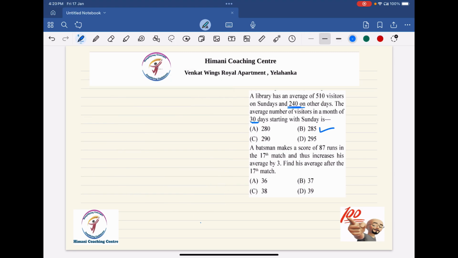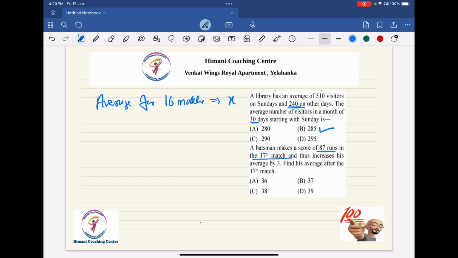The next question is a batsman makes a score of 87 runs in the 17th match and thus increases his average by 3. Find his average after the 17th match. So he has made 87 runs and he has made that in the 17th match. So let us assume that his average for 16 matches was X runs. We do not know that, but let us say it was X runs.